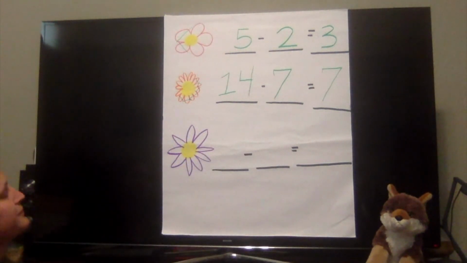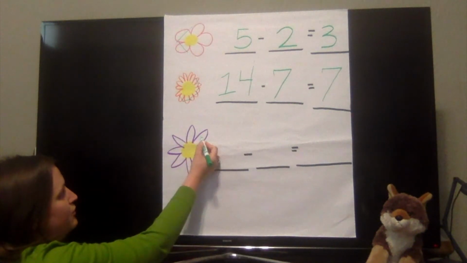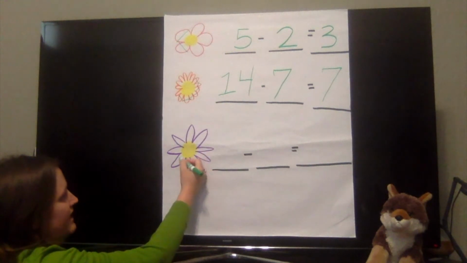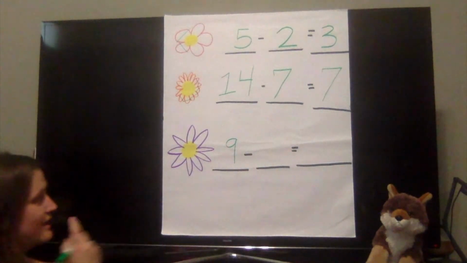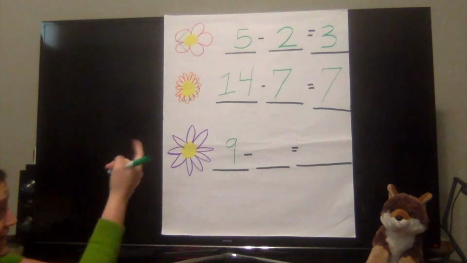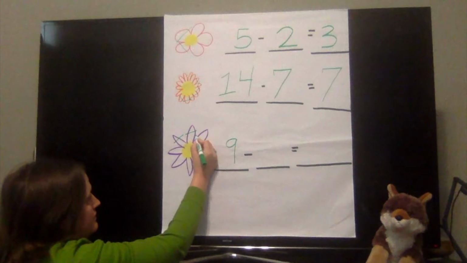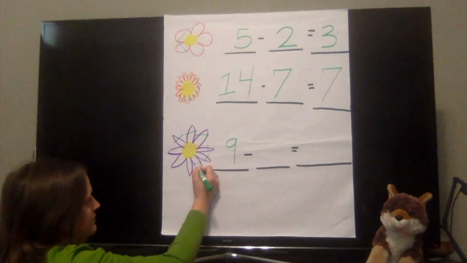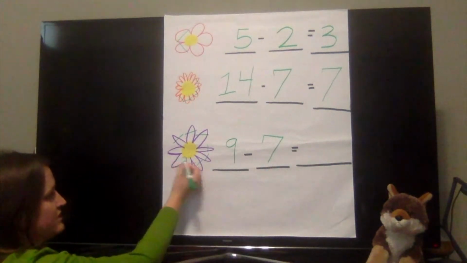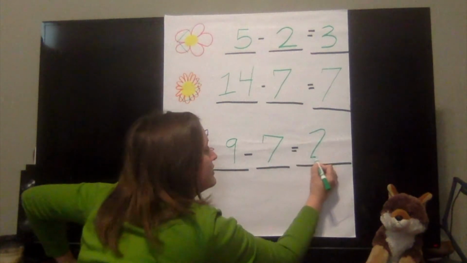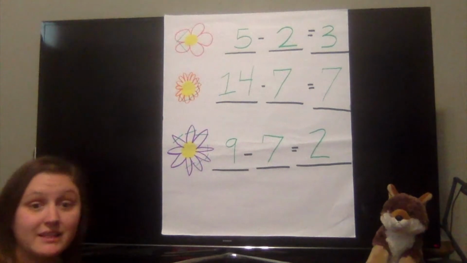Do one more down here. 1, 2, 3, 4, 5, 6, 7, 8, 9. And let's take away 7. Took away 7. And now I have 1, 2 left. So our math equation is that 9 minus 7 is 2.